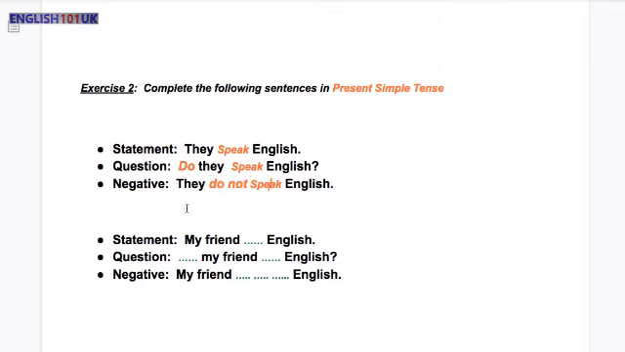Okay, one more time. Say statement, question, and negative, but this time with my friend. Easy. Okay, how about the question one? My friend represents he or she, isn't it? So we will say does my friend and then speak.